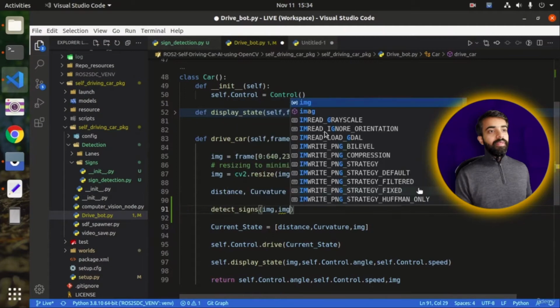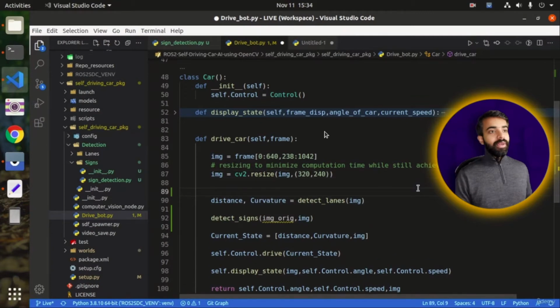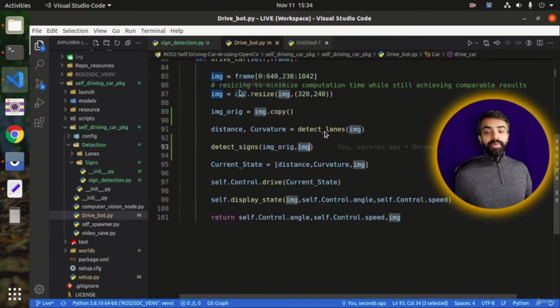Now for the image draw, we will provide image original for the image, because the original image has been modified by the detect lanes function, and it has drawn the lanes that have been detected. So what we do is simply create a new matrix that copies that original image before it has been modified by the detect lanes function. We provide to our detect signs function the original image, and provide the previous image that has had lanes drawn on it as the frame to be drawn. So every sign that will be detected will be drawn on the image and then displayed to the user in the computer vision node. Once you have done that, you will see any sign that has been detected as a successfully detected sign, or any circle that has been localized using Hough circles.